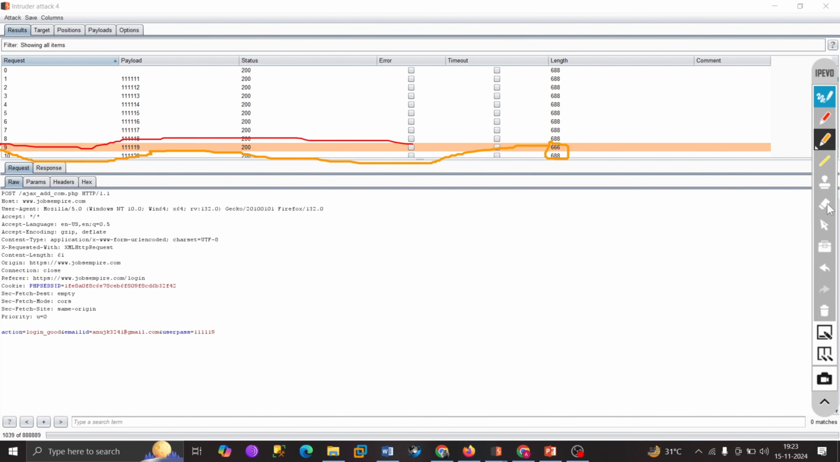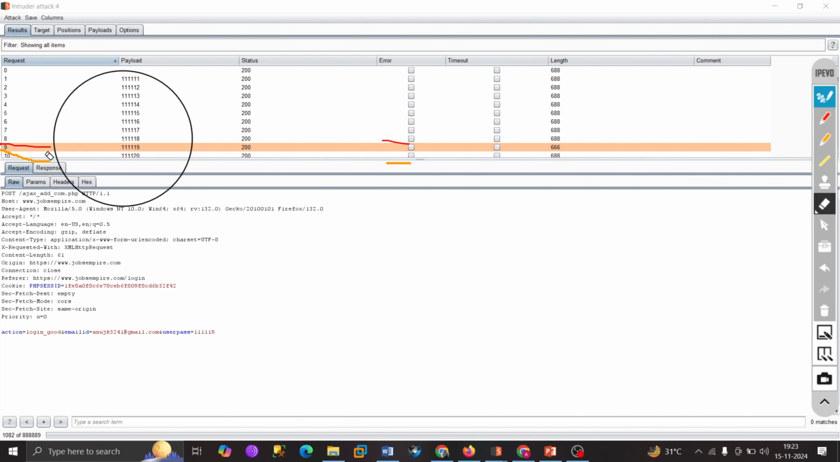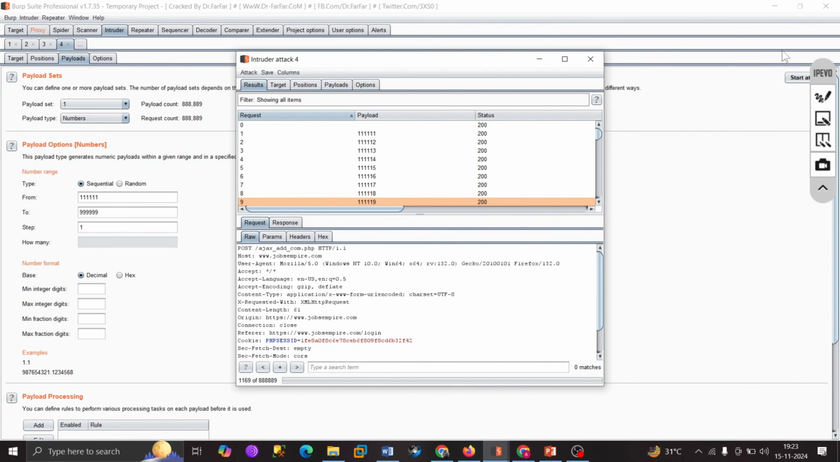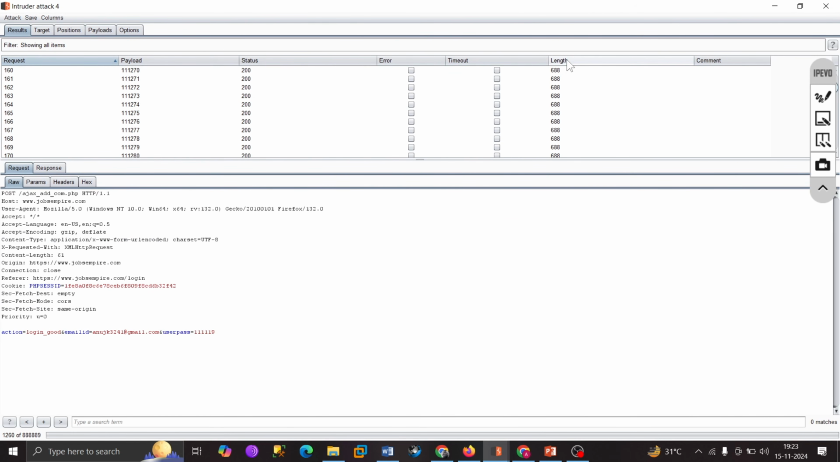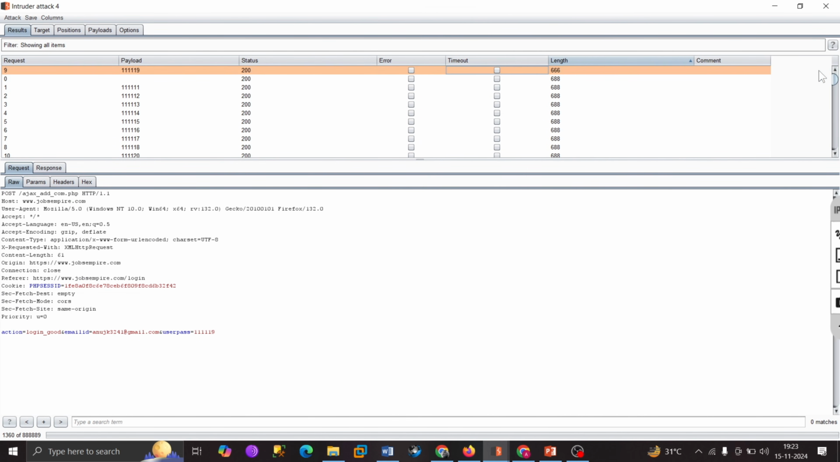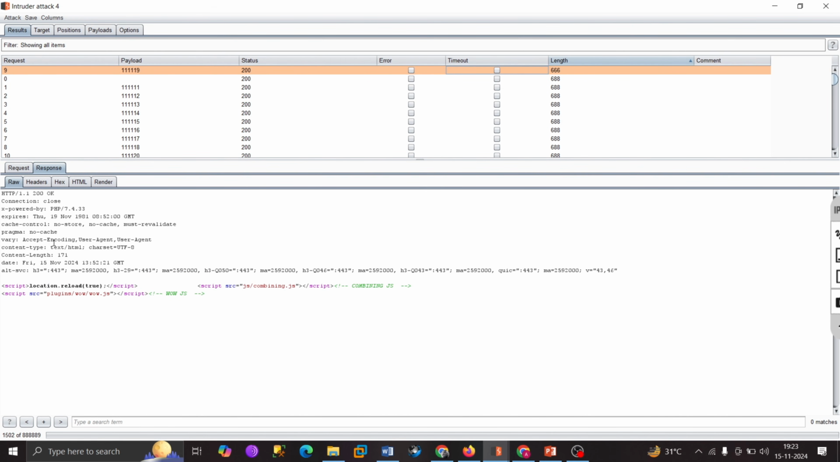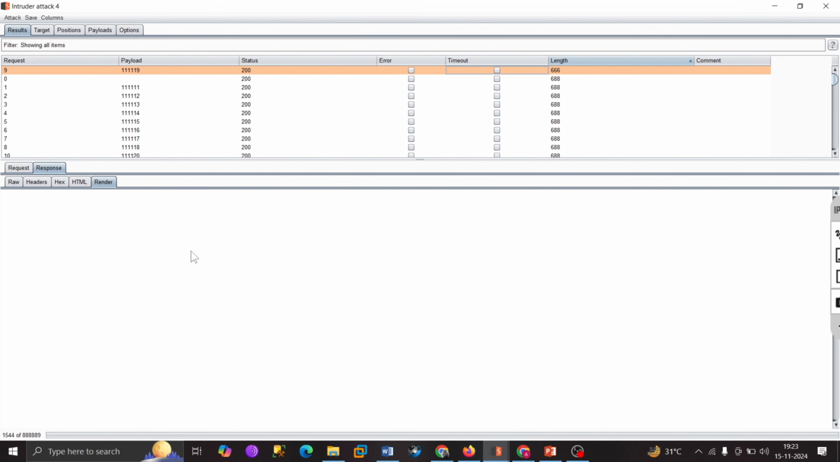But what if I show you for others, are there any others which have the same length? No, everyone has the same length actually, right? Same length, but only this has a different length, right? Because this is the right credential. You can see on the top of it we have this 661, right? And if you see the response 200, okay, and everything renders.